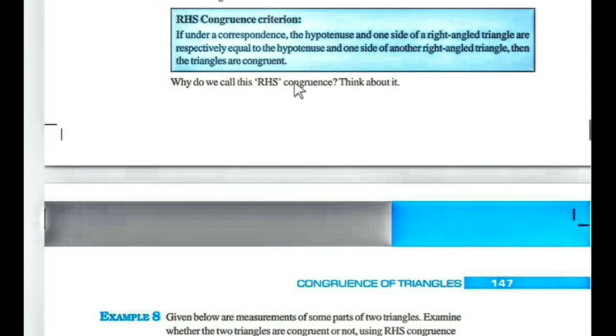Let us understand RHS congruence criterion. If under a correspondence, the hypotenuse and one side of a right angle triangle are respectively equal to the hypotenuse and one side of another right angle triangle, then the triangles are congruent. Now why do we call this RHS congruence? Because R means right angle, H is hypotenuse and S is side. So right angle, hypotenuse, side.